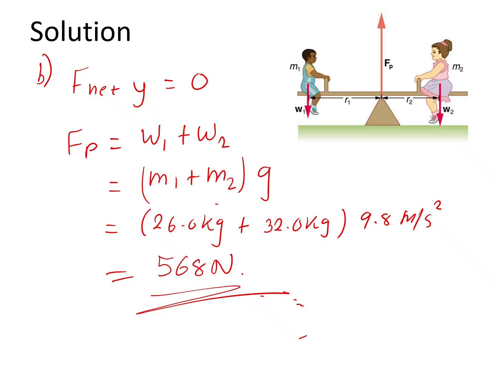So the second child sits 1.3 meters from the pivot, and the pivot exerts an upward support force of 568 newtons. The main lesson is that equilibrium problems often need both conditions: torque balance to prevent rotation and force balance to prevent linear acceleration.